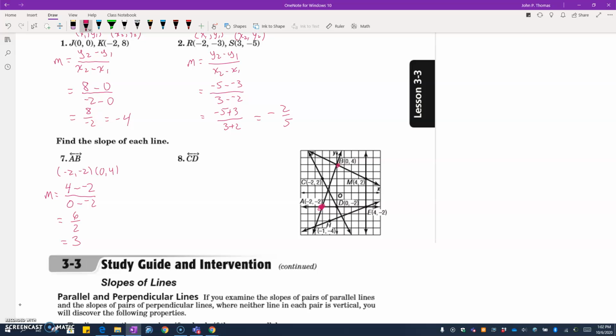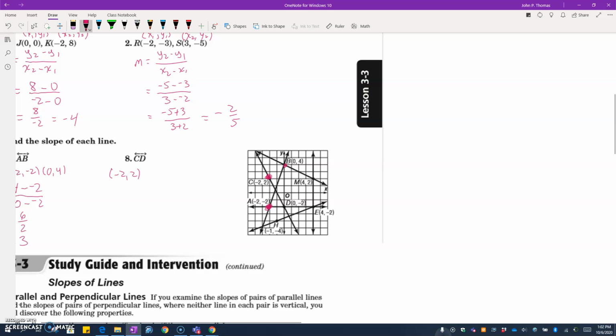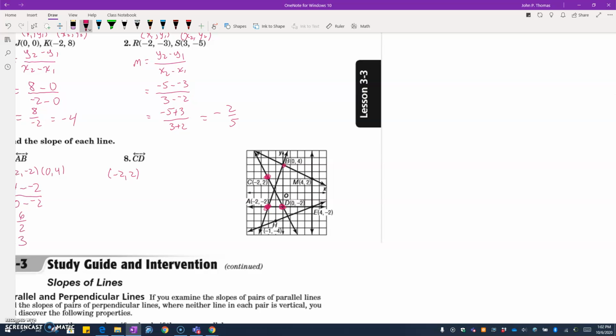Now the next one is CD. So I look for C. C is right here. So that's a negative 2, 2. And then D is right here, which is a 0. Let's see if I can find that. Let's see, is that one labeled for us? They're saying 0, negative 2 is the label. Yep, and there's the axis, so 0, negative 2.